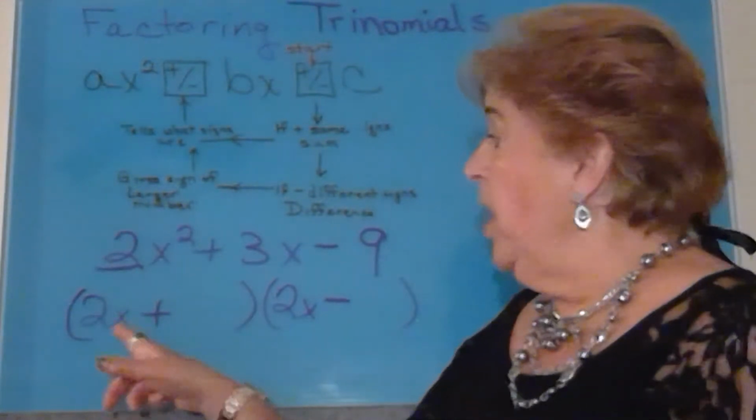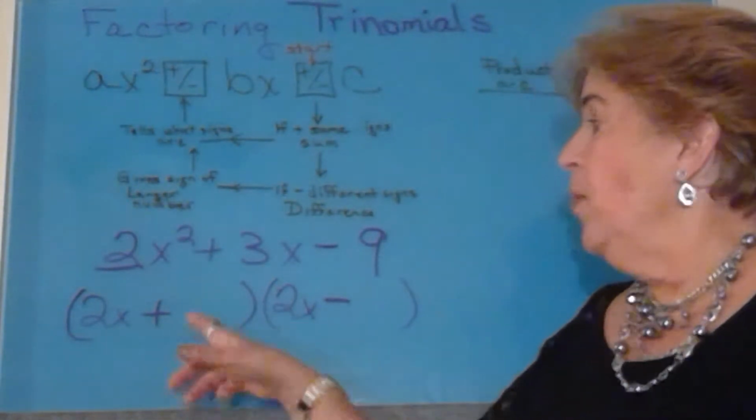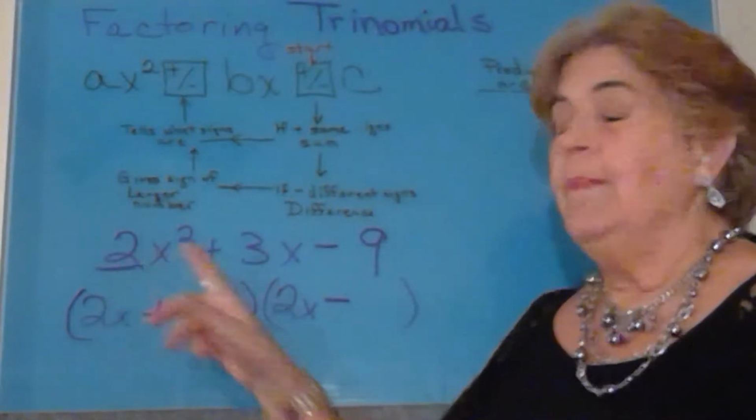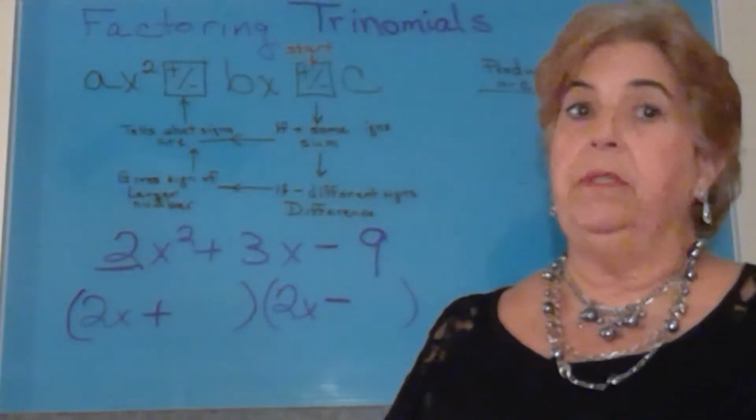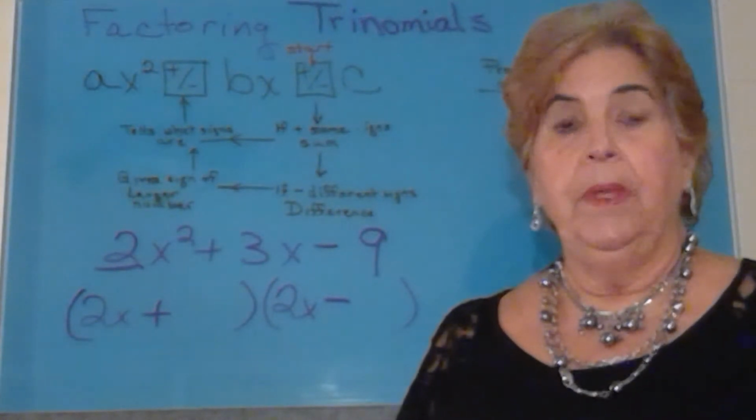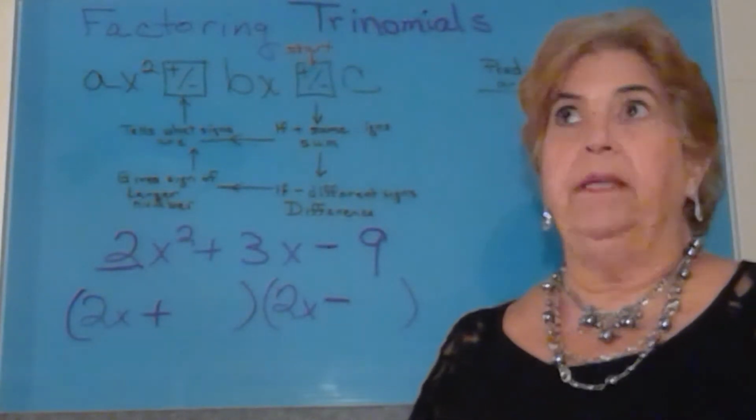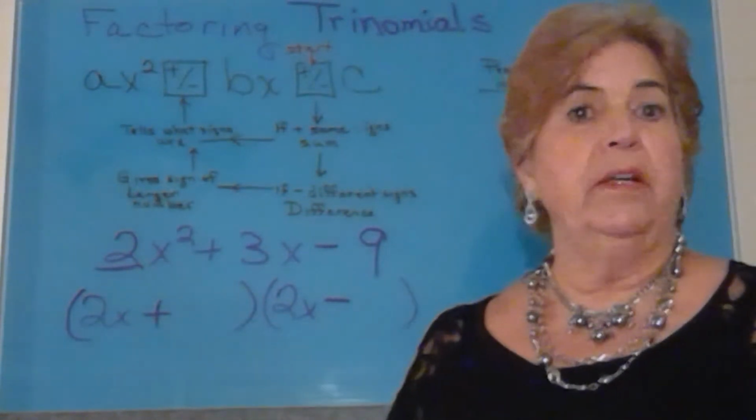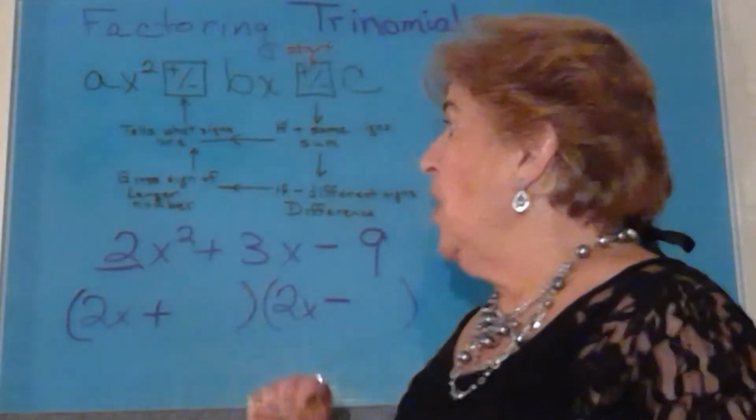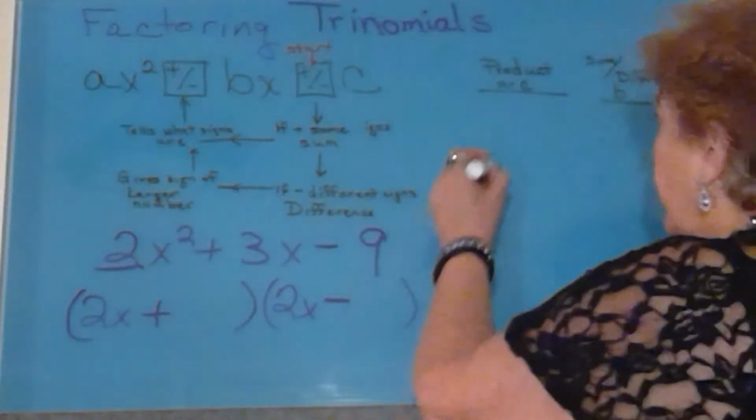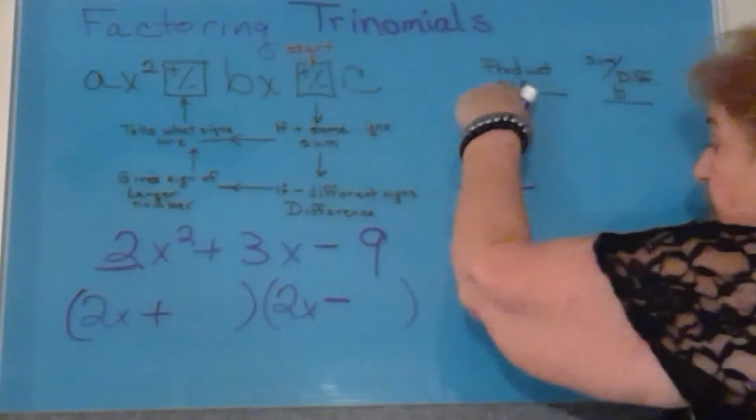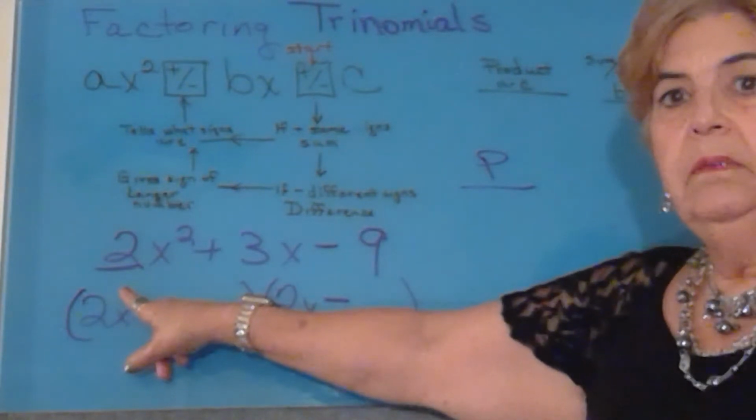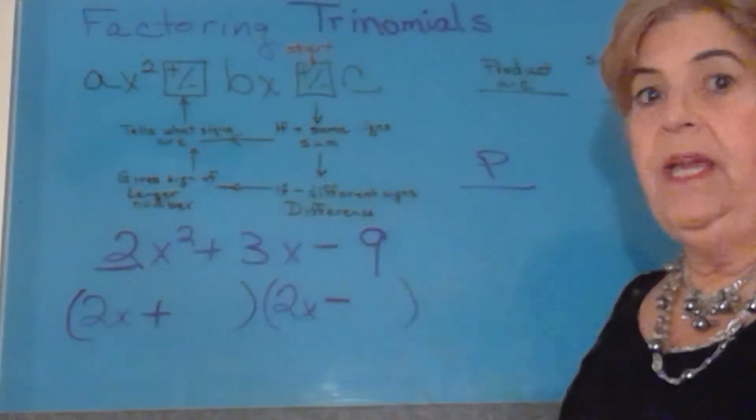Now, at this point, we know that if I were to start to FOIL this, no matter what these numbers are, when I multiply 2x times 2x, I'm going to get 4x squared, not the 2x squared that's at the beginning of this trinomial. But as long as you don't forget to do the last step, we're going to take care of that, and it's not going to cause us a problem at all. So, going up here, I need a product that's the same as A times C. Now, that's what we used last time, but our A was always 1. In this case, it's not.